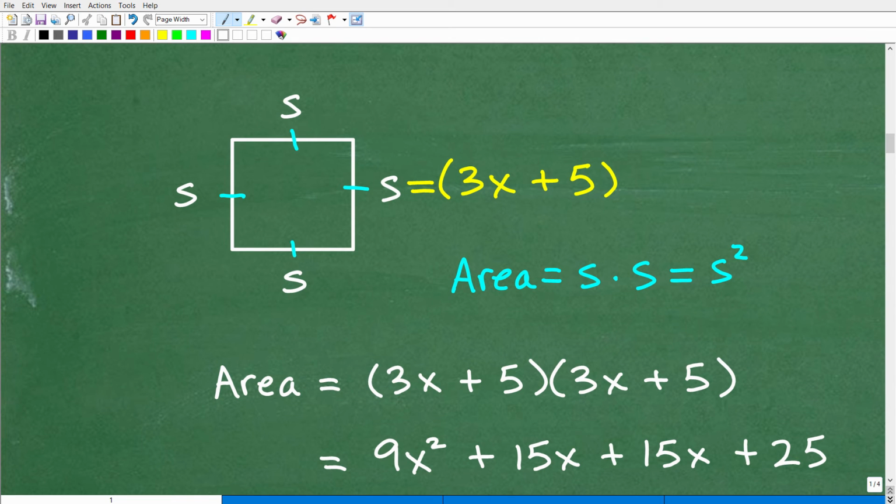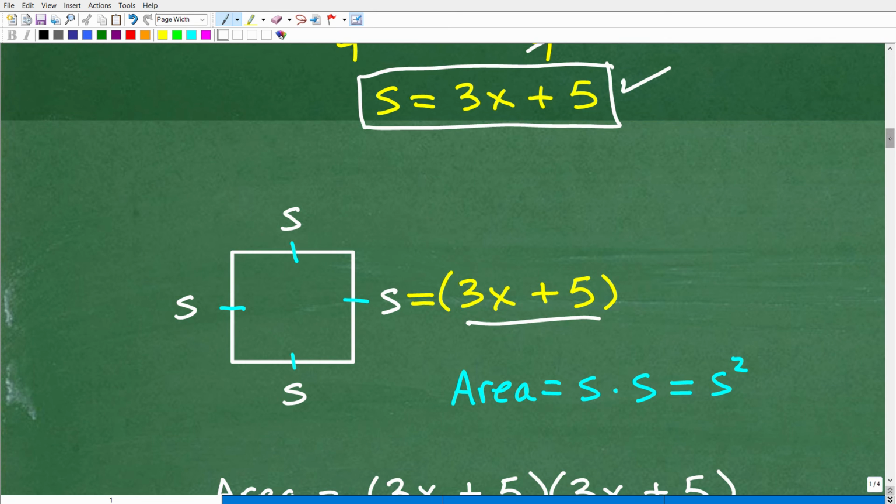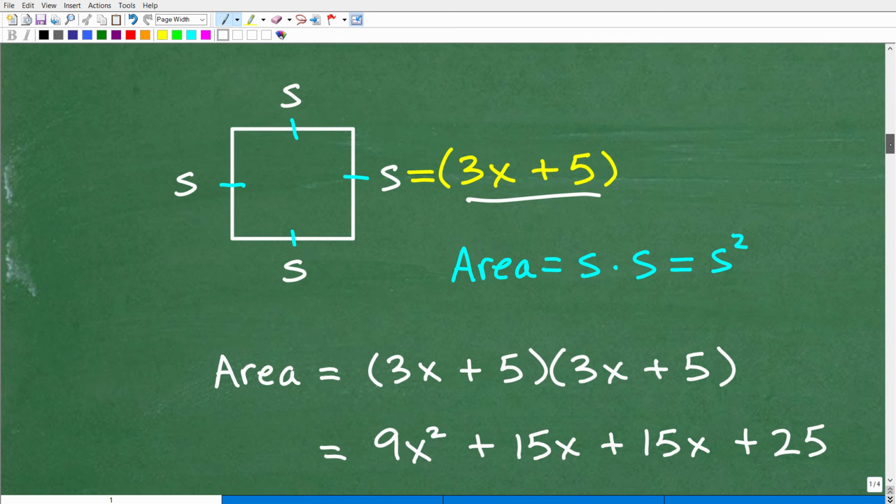Okay, so here is our square, we just solved for one side. Again, that's 3x plus 5. So how would I find the area of a square where the side is equal to 3x plus 5? Easy. I'm simply going to square that, right? Or multiply 3x plus 5 by itself. So the area is the side times the side, or side squared. So in this case, the side is 3x plus 5, so it's 3x plus 5 times 3x plus 5.